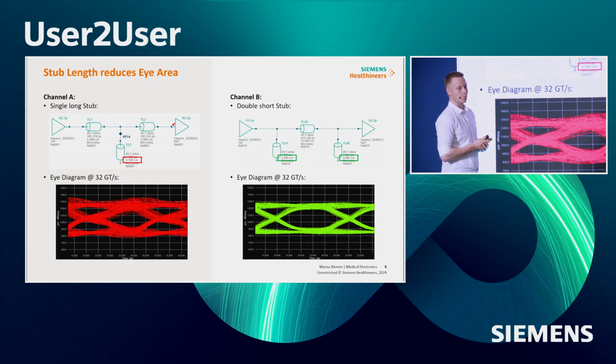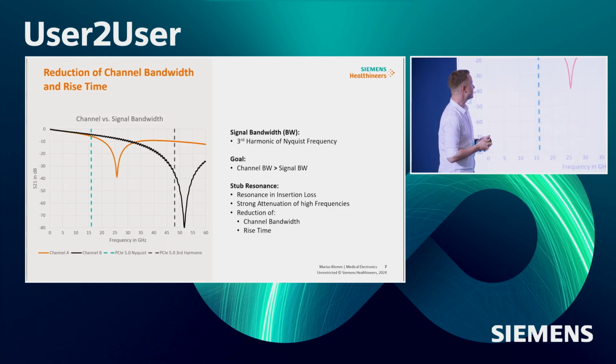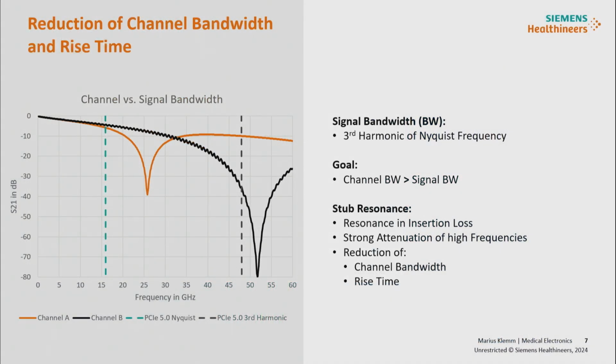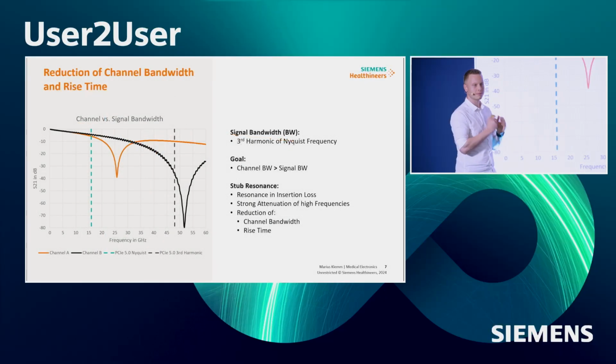Then the next question is, why is this the case? What we see here is the insertion loss of our channel. So the power that I'm sending in, at what frequency, how much power am I getting out? What I want is the curve to be as high as possible. That means all the power I send in is coming out.